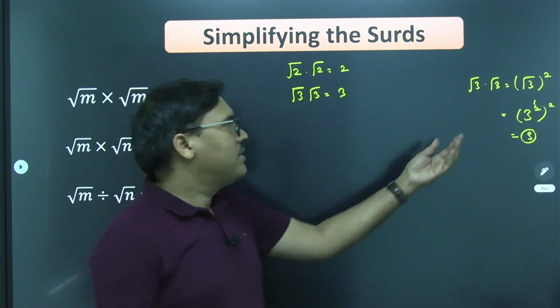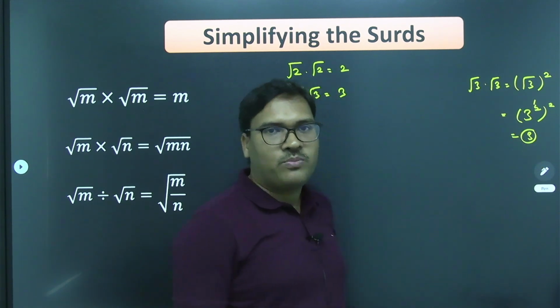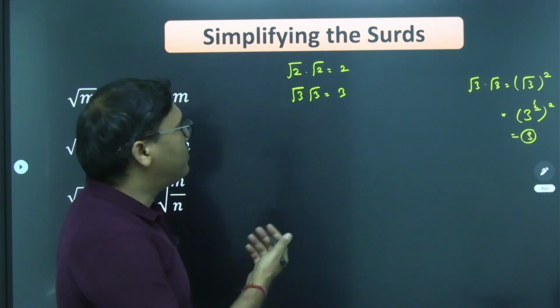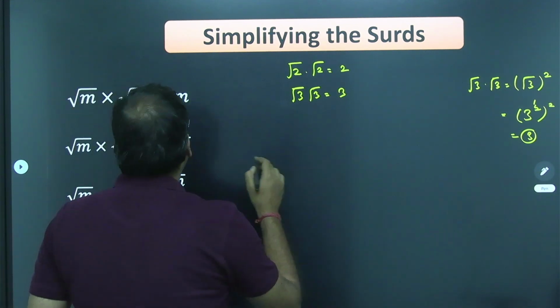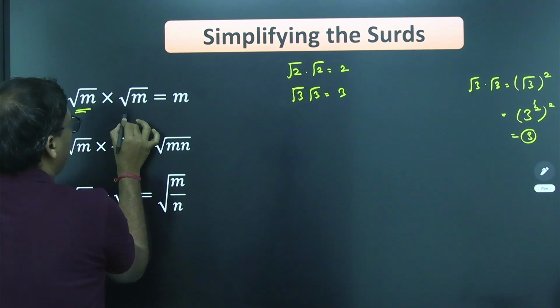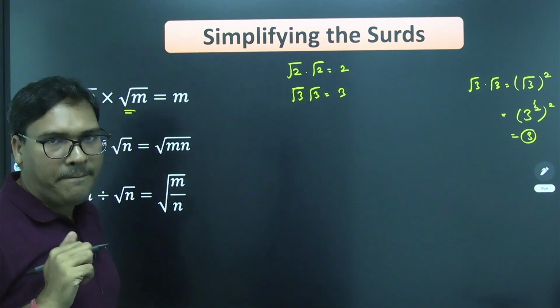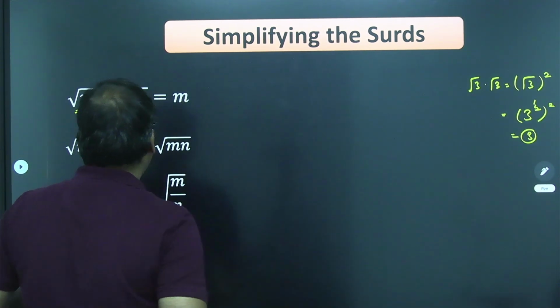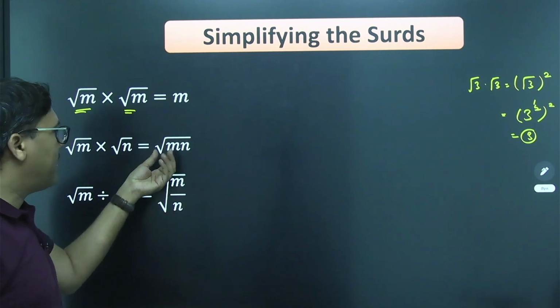So what is root 3 into root 3? This is equal to 3. By exponential properties, the indices properties, you can simplify, this is equal to 3. So whenever you multiply root m into root m, this is always equal to m, first point. Now when you have root m into root n, I can write root mn.